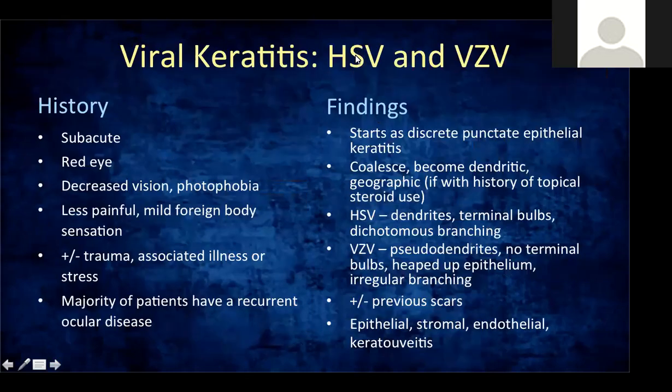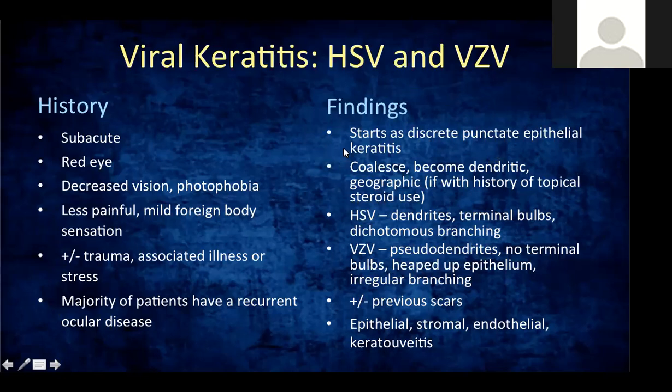Viral keratitis, typically it's HSV and VZV that infect the eye, but you can also have Epstein-Barr virus, cytomegalovirus, but these are the more common ones. Again, a red eye, decreased vision. It may be less painful because they attack the nerves of the eye. So, when there is a problem with the nerves, the sensation is decreased if it's a viral infection. There may be a history of trauma or associated illness or maybe even stress. And the majority of the patients have a recurrent ocular disease.